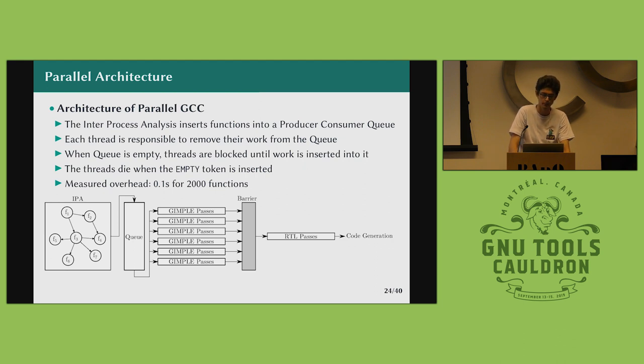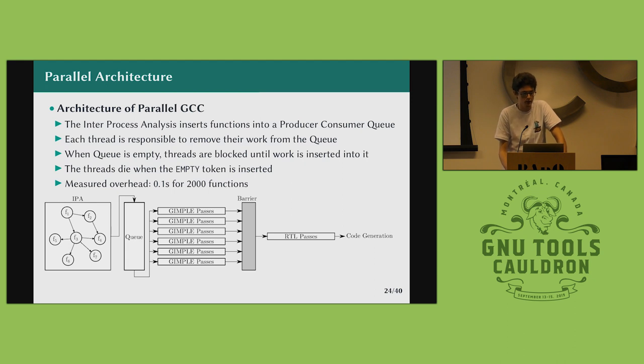This is our architecture. The intra-procedural analysis is run before the inter-procedural one, and when the inter-procedural analysis ends, analyzing the call graph, we start inserting the functions into a queue. This queue is a producer-consumer queue, and each thread is responsible for removing its work from the queue. When the queue is empty, the thread is blocked until work is inserted, so we don't waste time polling the queue. The thread dies when the queue is empty and there are no more functions to be inserted.